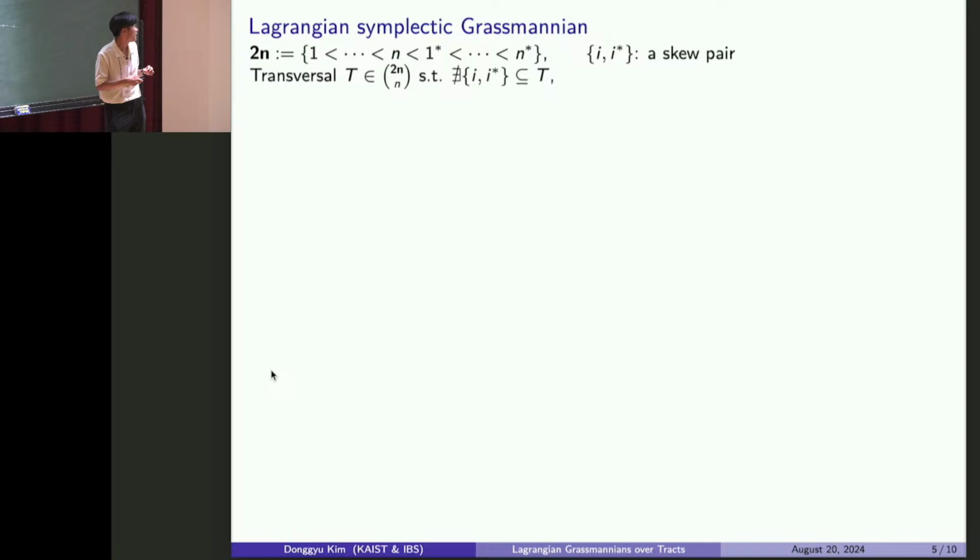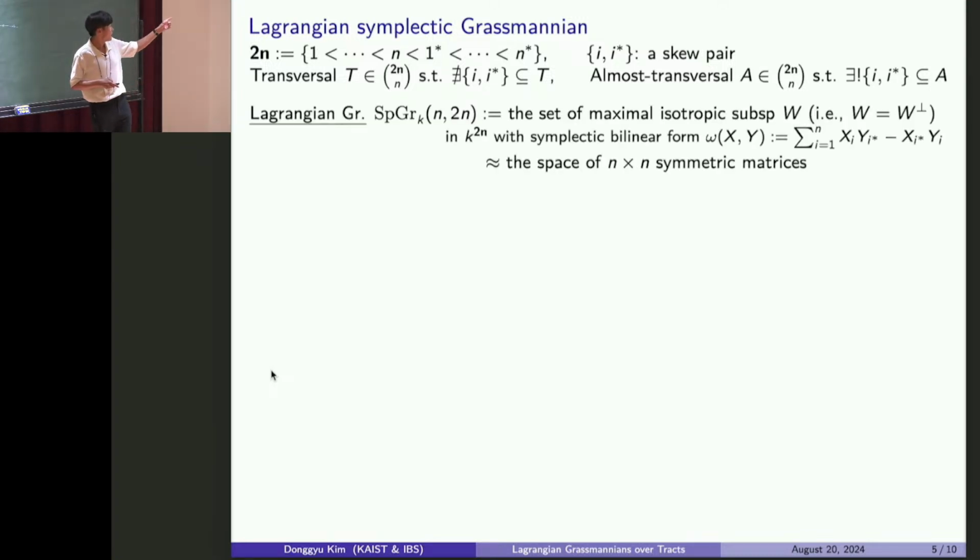So the Lagrangian Grassmannian, I already said to you, is kind of a space of symmetric matrices. And here is some terminology. Our ground set is 1 to n, and with 2n elements with this linear order. I will call a pair of elements a skew pair. It looks like this. A transversal and an almost transversal are nothing but an n-element subset which contains no skew pair or exactly one skew pair. The original definition of the Lagrangian Grassmannian is the set of maximal isotropic spaces with respect to the symplectic bilinear form, but you can easily convert this into n by n symmetric matrices.